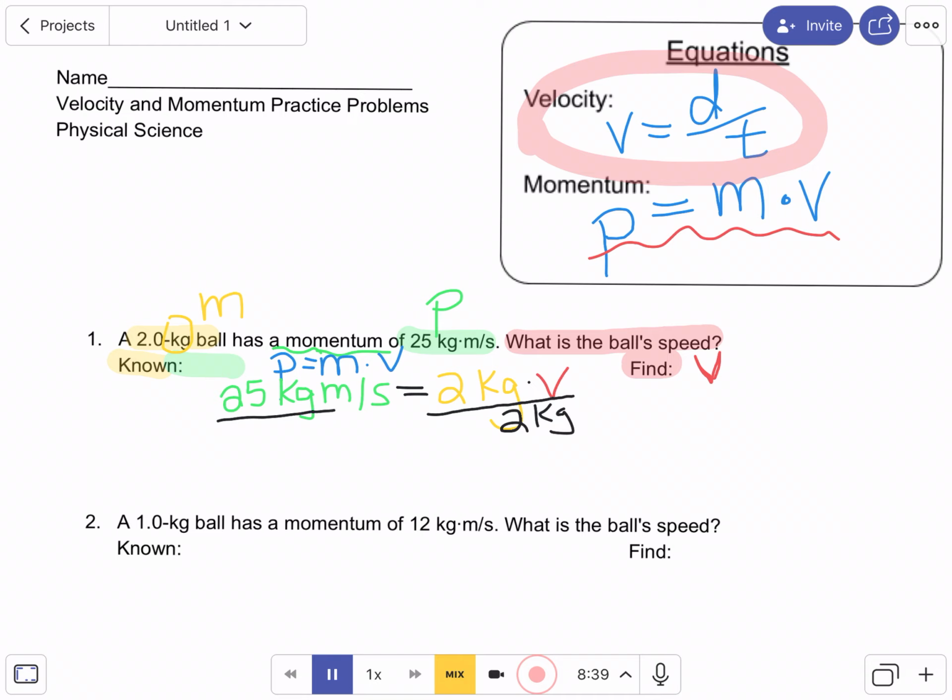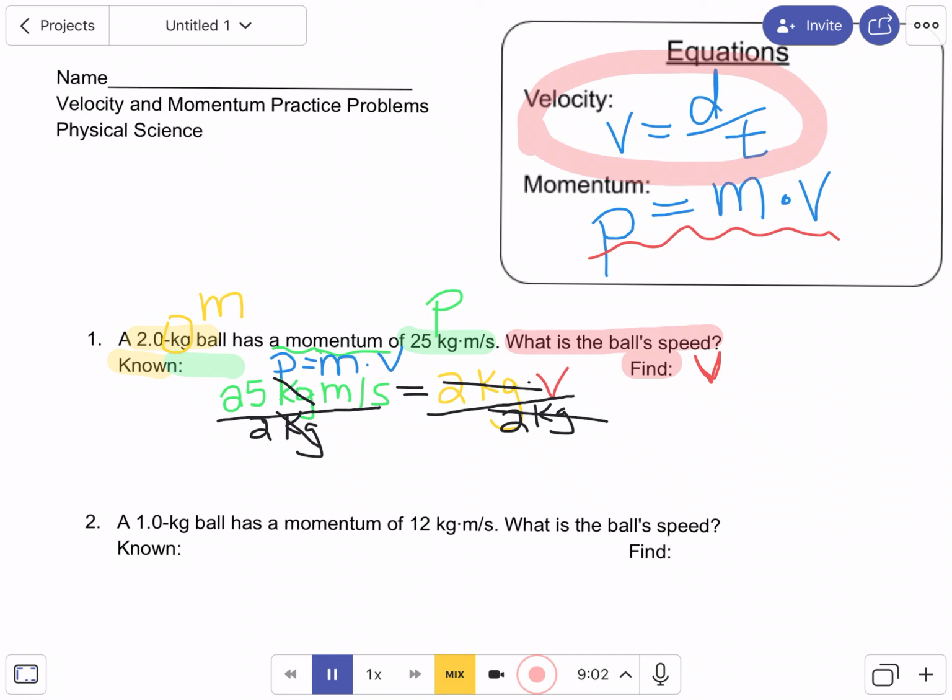And this is just our basic algebra. If you do something on one side, you do it to the other to keep it balanced. And over here, 2 kilograms cancels out. And over here, our unit of kilograms cancels out. And then we're left with 25 divided by 2 and meters per second.